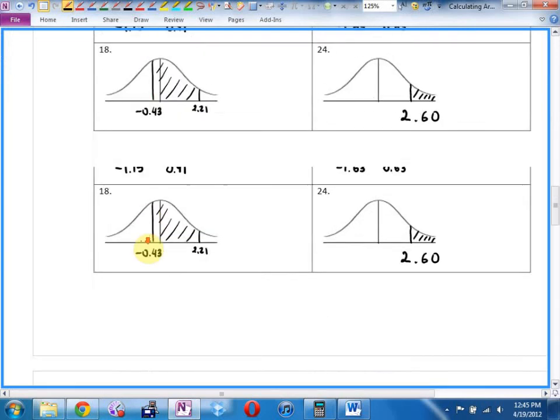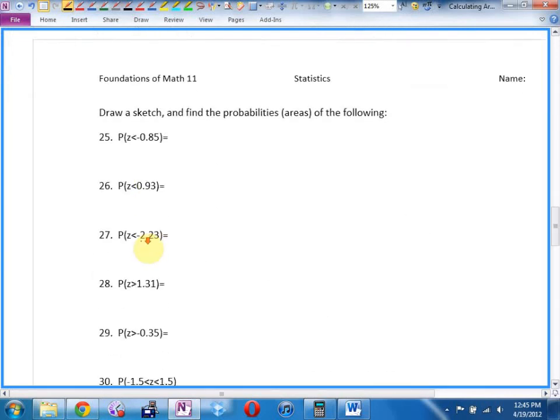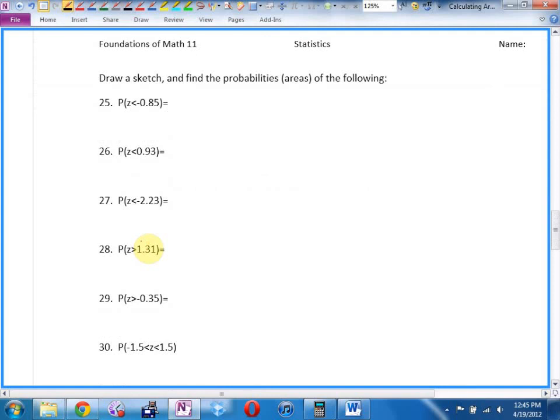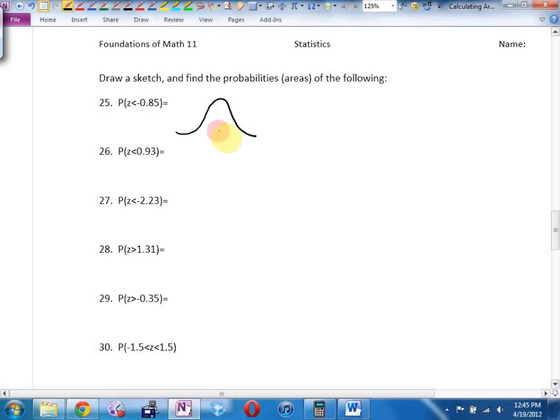Can you look at the back page, please? For all these ones, for number 25, I would do a quick sketch. I would go, okay, there's the bell, there's 0, there's negative 0.85, and I'm finding this area. I would draw that really quickly to make it look like all the previous questions.